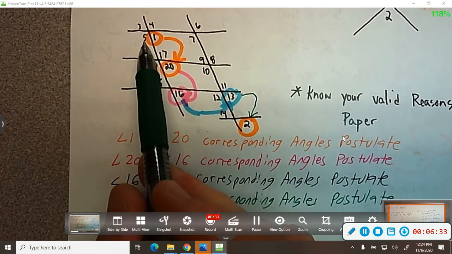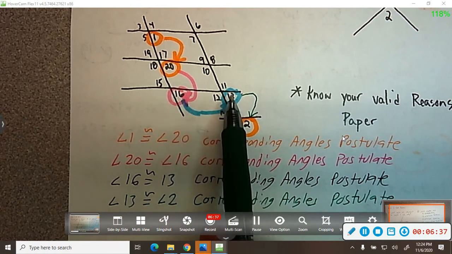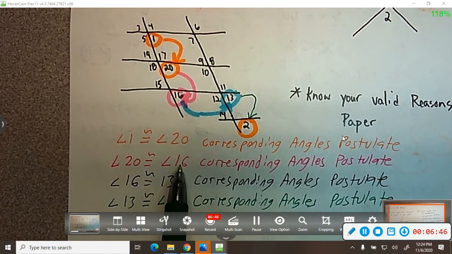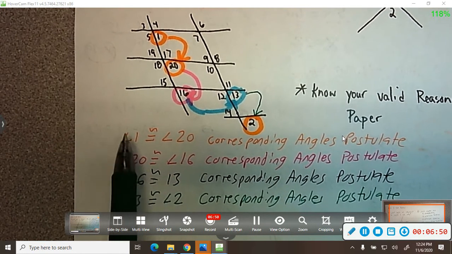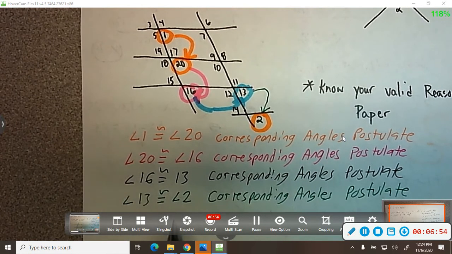So I want to show that angle 1 is equal to angle 20, but 20 is equal to 16, but 16 is equal to 13, but 13 is equal to 2. I want to say that 1 is equal to 2. Well, if 1 is equal to 20 and 20 is equal to 16, then 1 equals 16. But 16 equals 13, so 1 equals 13. But 13 equals angle 2. I meant to say 2, not 12.